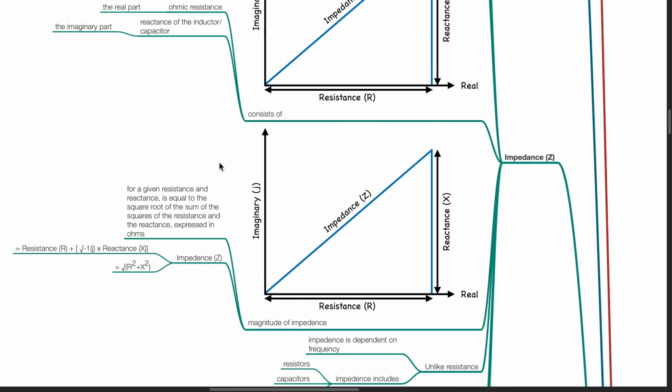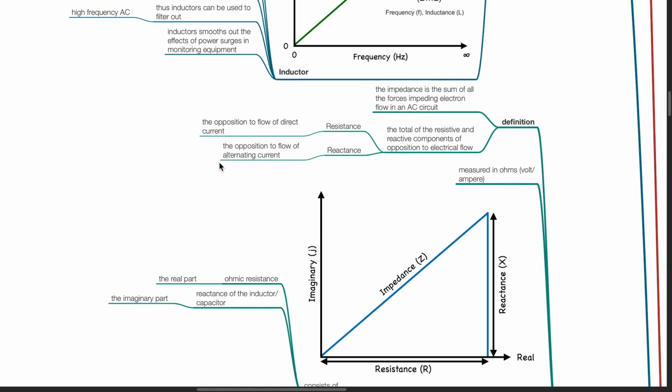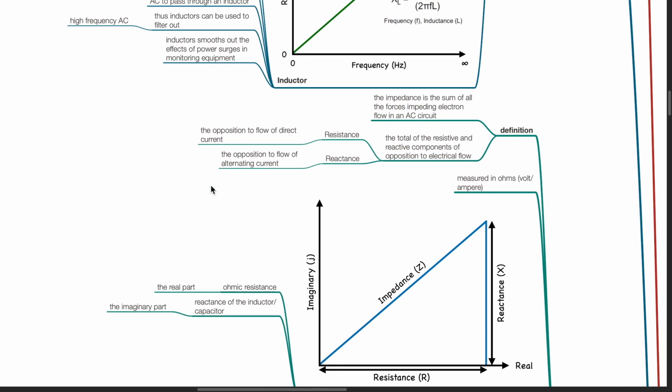Impedance. Impedance is defined as the sum of all the forces impeding electron flow in an AC circuit. It is also defined as the total of the resistive and reactive components of opposition to electrical flow, which includes resistance and reactance, where resistance refers to the opposition to flow of direct current and reactance refers to the opposition to flow of alternating current.